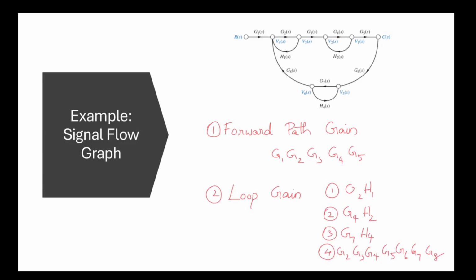And the gain of that forward path is G1 into G2 into G3 into G4 into G5. So for simplicity, I'm omitting the S terms. So here this forward path is this. And the loops are G2 H1, G4 H2, G7 H4, and this entire loop G1, G2, G4, G5, G6, G7. So there are four loops here.